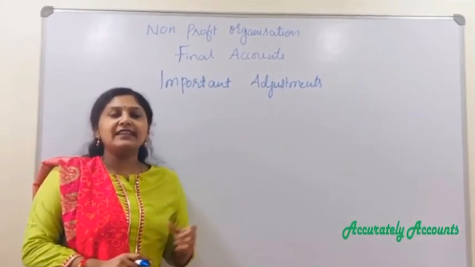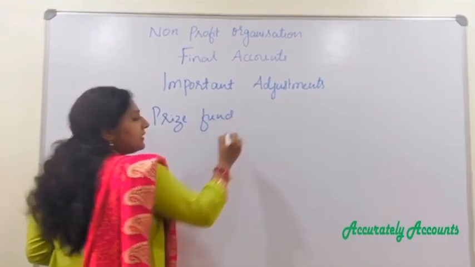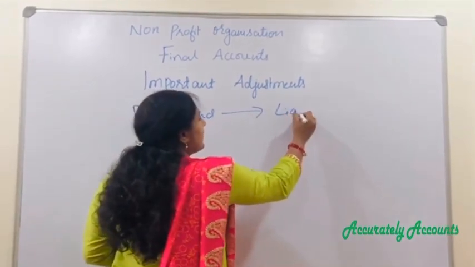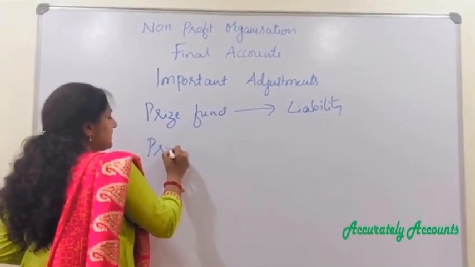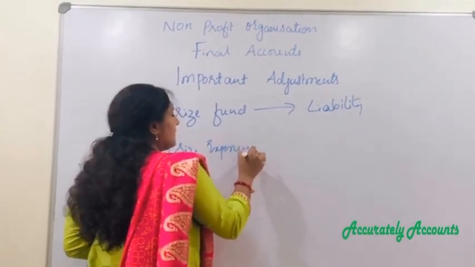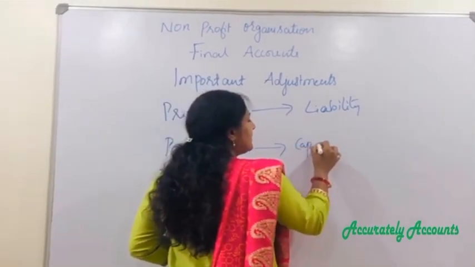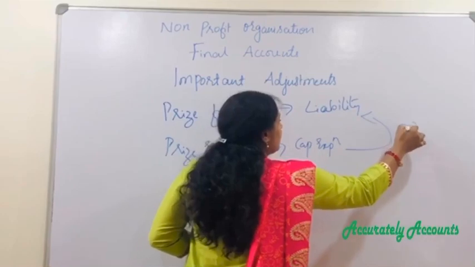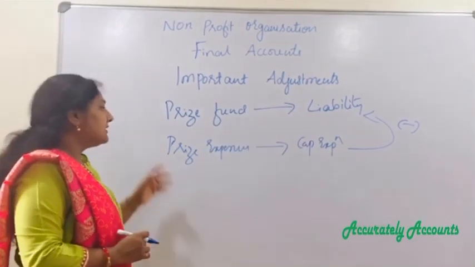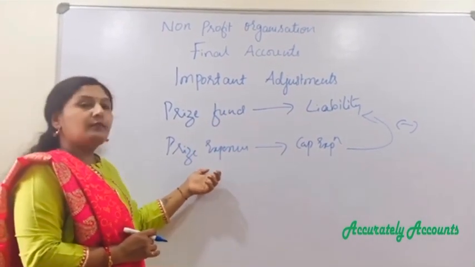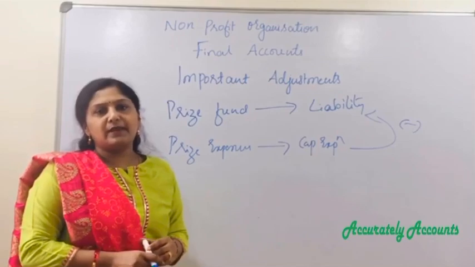Similar to the tournament fund, say suppose if the prize fund is given in the problem, then we need to treat it below the liability side of balance sheet. If there is any prize expenses, so prize expenses means the amount spent on purchasing the prizes, then it has to be treated as the capital expenditure and should be deducted from the prize fund in the liability side of the balance sheet. Say suppose if the prize fund is not given, then the prize expenses are mentioned in the problem, then you can treat it as a revenue expenditure and you can show in the income and expenditure account.